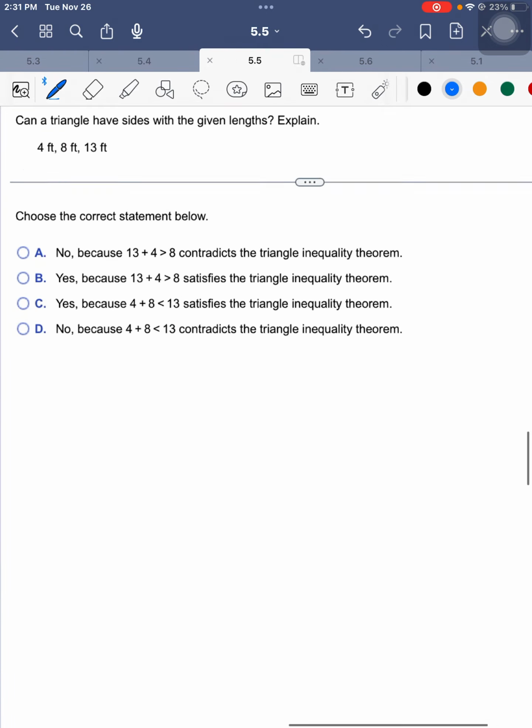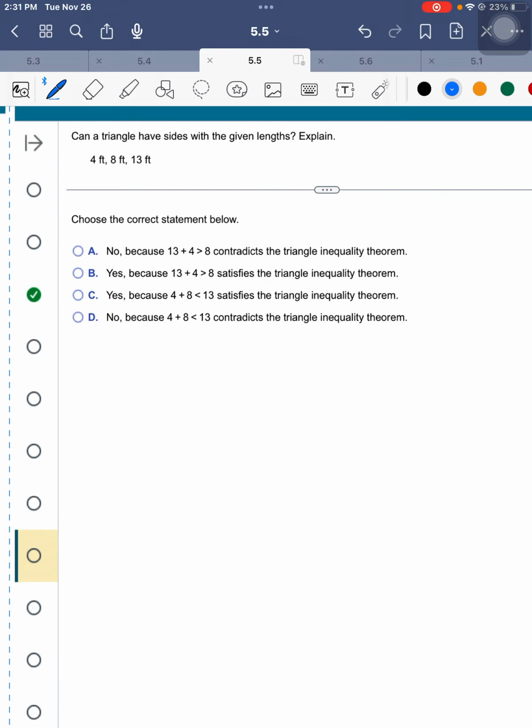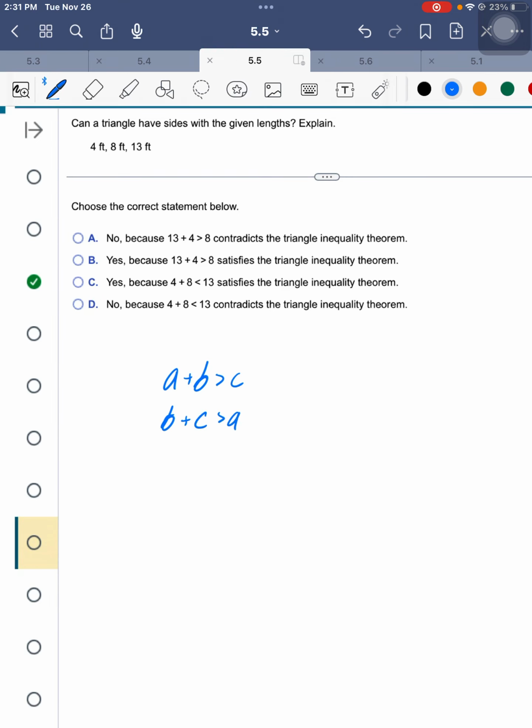Okay. Now, this is important. Can a triangle have sides with the given lengths? Remember, any two sides of a triangle must be greater than the third side. So A plus B must be greater than C. B plus C must be greater than A. Obviously these A, B, and C are all side lengths. So the answer is no, because 4 plus 8 is what? 12. So 12 is not greater than 13. So the answer is no.